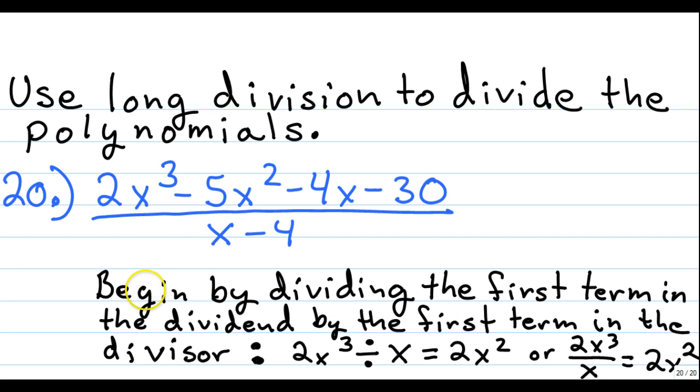So that means we're going to look at this 2x to the 3rd, which is the first term in the dividend, and then look at the divisor, the first term, which is x. We're going to take those first terms into a division problem. So we're going to take 2x to the 3rd power and divide it by an x, which equals 2x to the 2nd. Another way of looking at that is in a fraction form, so 2x to the 3rd power divided by x, which equals 2x to the 2nd.